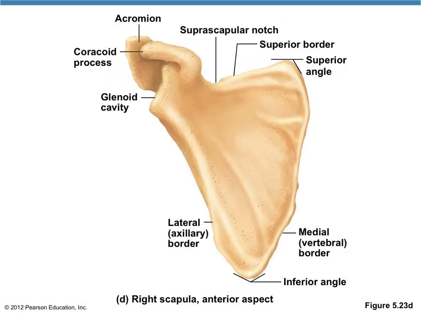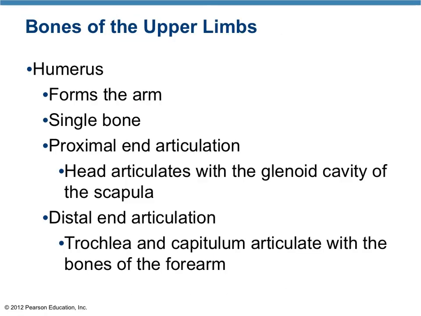The anterior side of your scapula looks like this. You get a better view of that glenoid cavity where the humerus articulates, and you can see that coracoid, or the acromion, which is that point of your shoulder. And this side of the bone is much flatter because you don't have to articulate large muscles to this side of the scapula. Moving to your upper limb, so this is your arm.